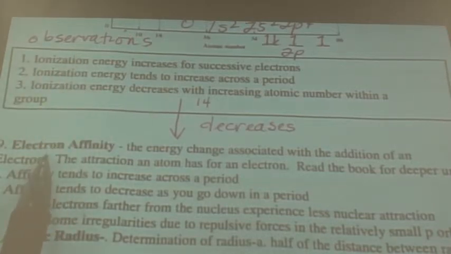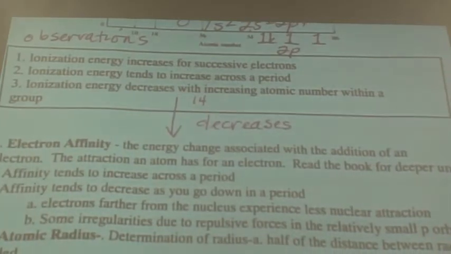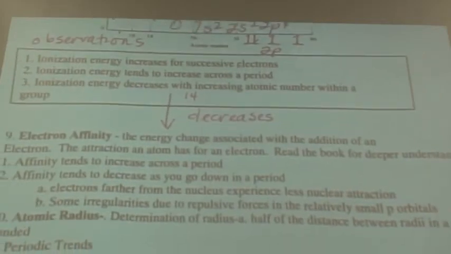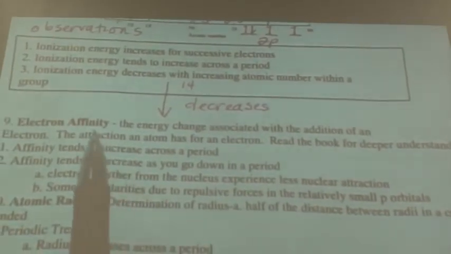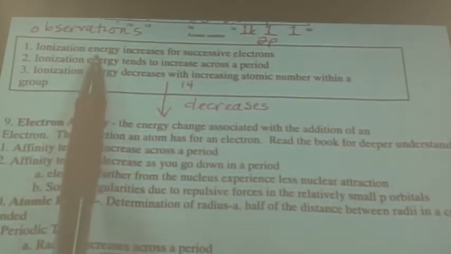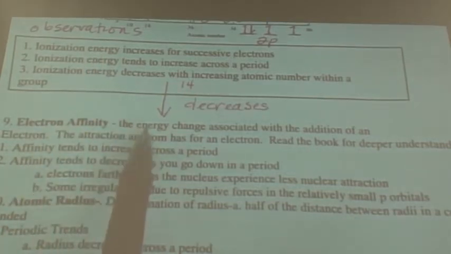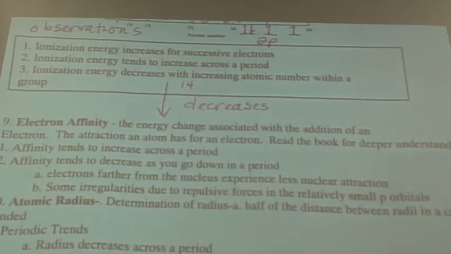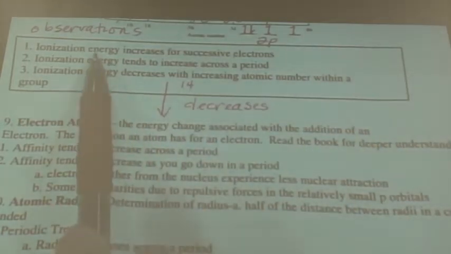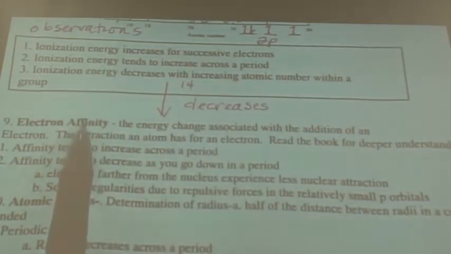I need to define electron affinity, and a lot of times when I start talking about it in depth, kids get kind of confused, and it's not worth confusing you because you understand ionization energy. Let's define electron affinity as the energy change associated with adding an electron. Ionization energy, removing. Electron affinity, adding.